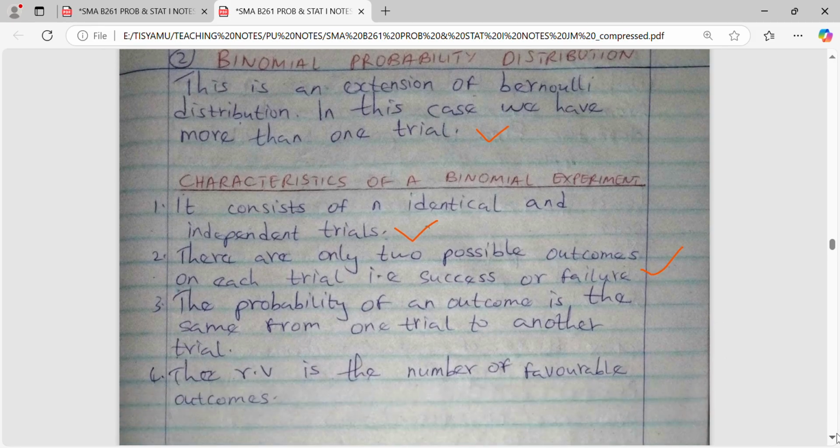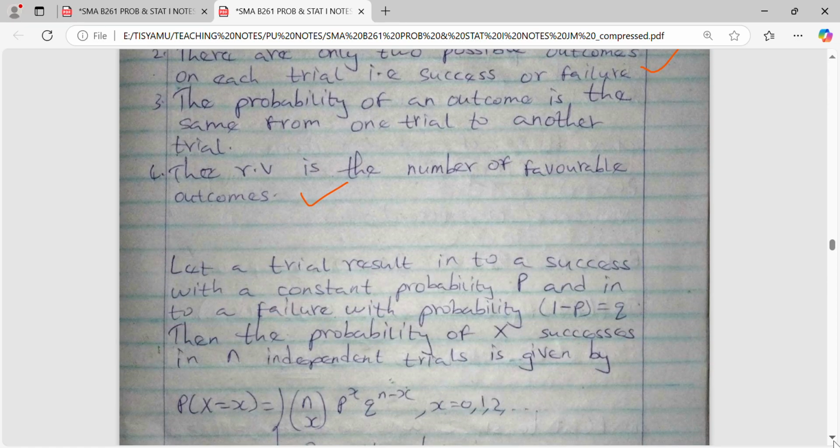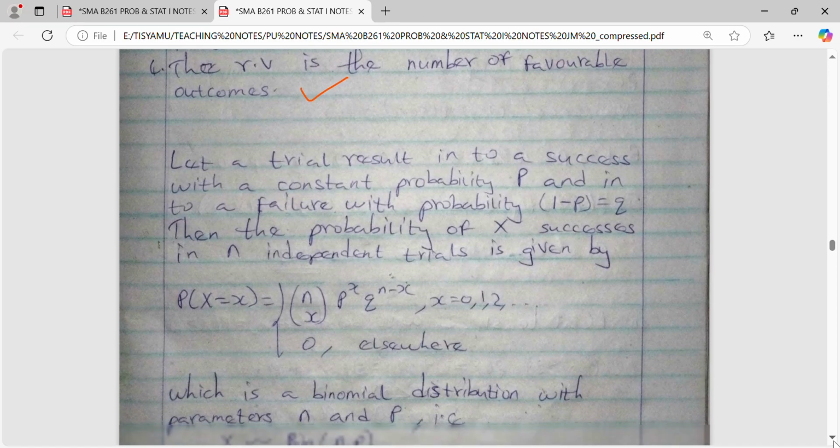And the probability of an outcome is the same from one trial to another trial. The random variable is the number of favorable outcomes. So remember, here we'll be carrying out the trials n times. So we are defining our random variable to be the number of favorable outcomes. So the number of favorable outcomes ranges from 0, 1, all the way to n, because we are doing the experiment n times. With that, let's now define the distribution.